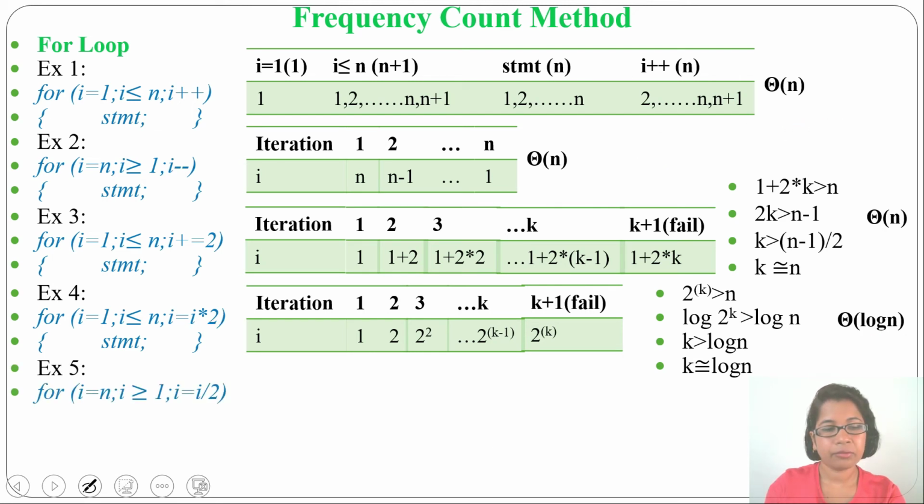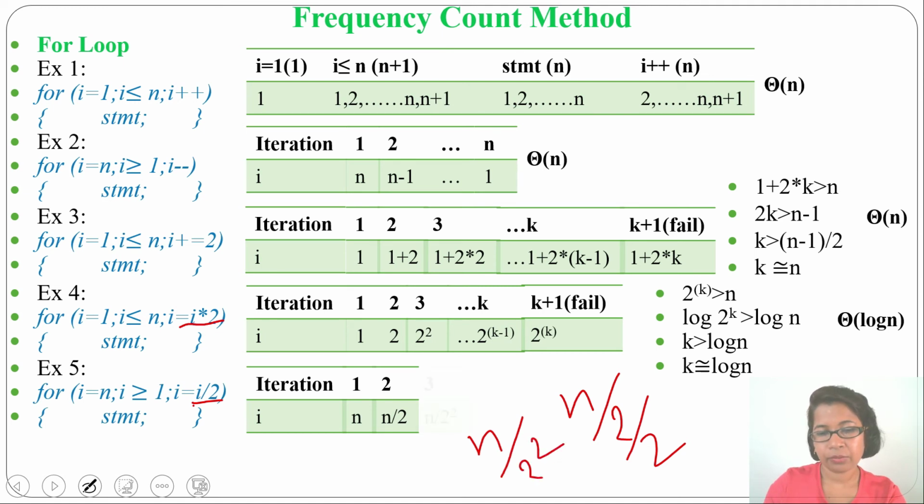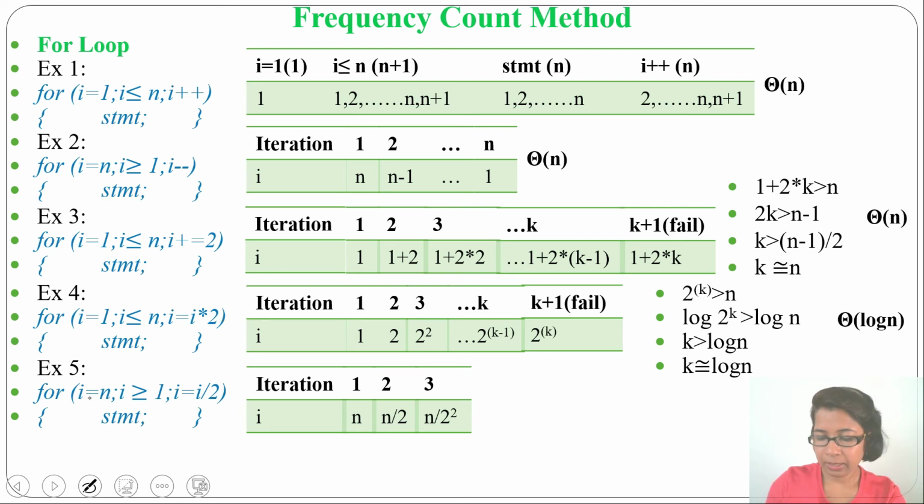Let's see example 5. For I equals n, I greater than or equal to 1, I equals I divided by 2. The previous example was multiply by 2. Here it is divide by 2, and some statement is given. Now for the first iteration, I value will be n. For the second iteration, I value will be n divided by 2. Then for the third iteration, it will be n divided by 2 divided by 2, that we can write as n divided by 2 squared. So for the third iteration, I value is n divided by 2 power 2. Like this, it will continue.